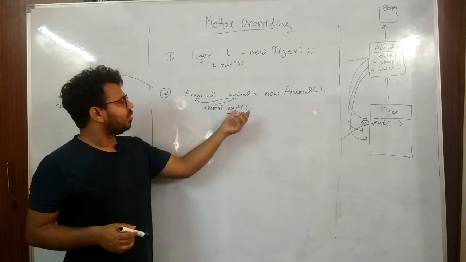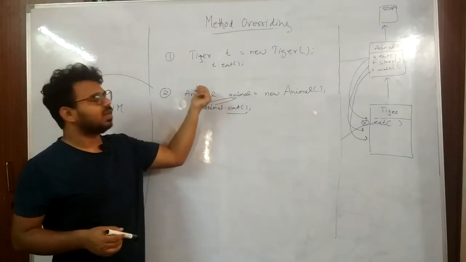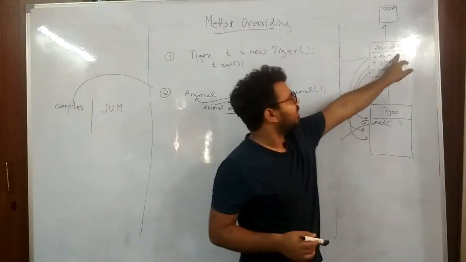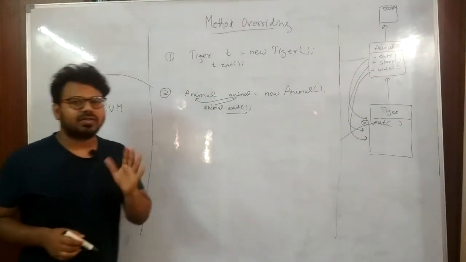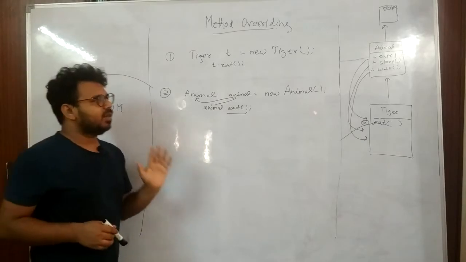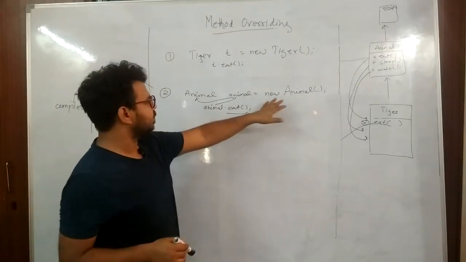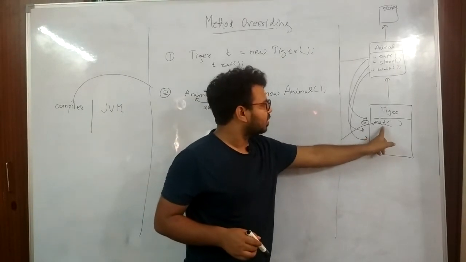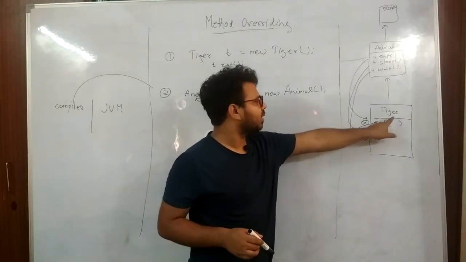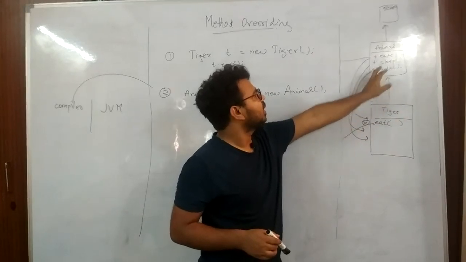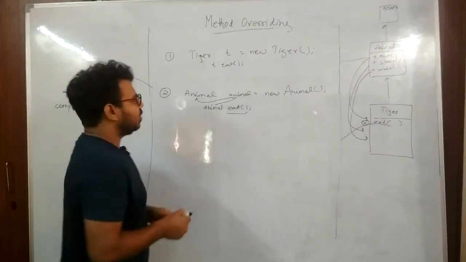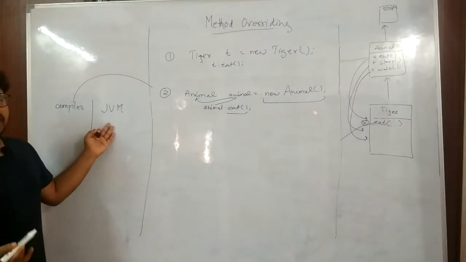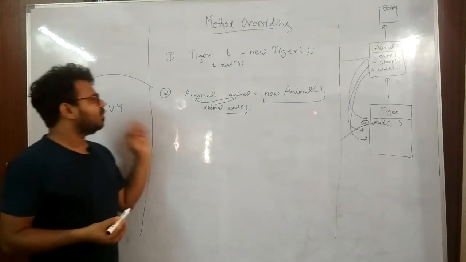The compiler will simply see if this eat is present in this Animal class, that is the reference type. So here you can see the eat method is present, so the compiler will not give any compilation error. Now which method will be called? Will the eat method from the Tiger subclass be called, or the method from the Animal? This is decided by the JVM, the same thing as earlier.